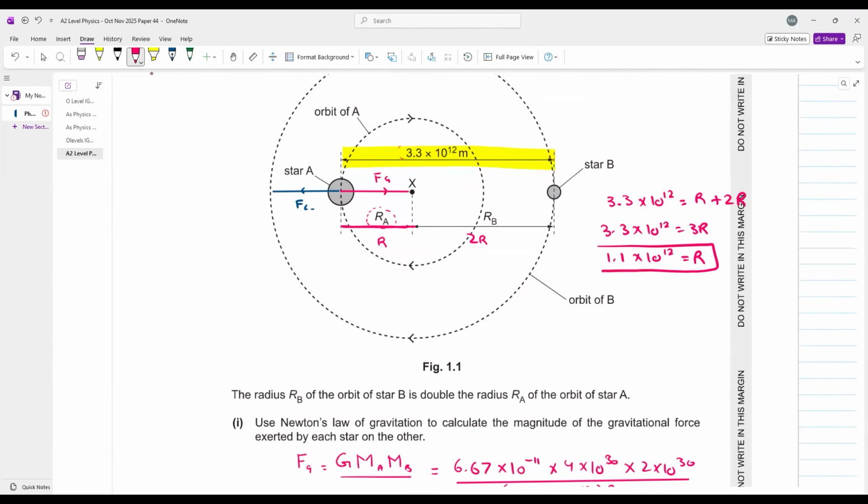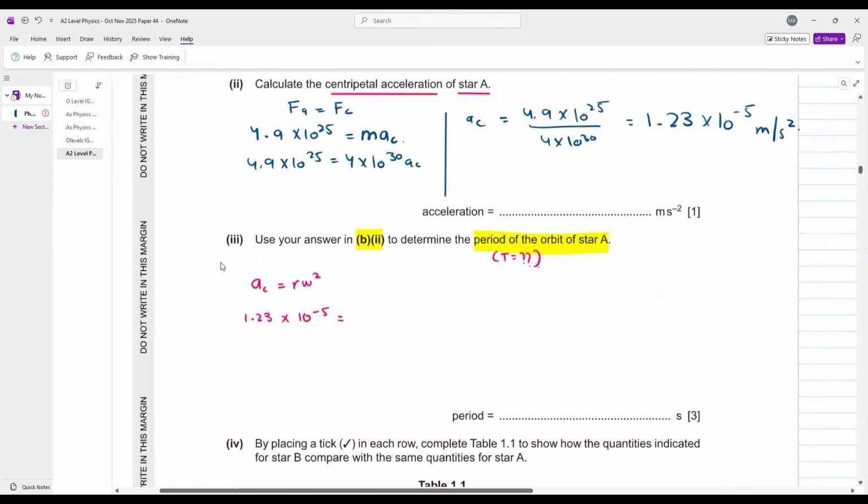बेटा, अगर पूरा डिस्टेंस 3R के इक्वल है, because RB is twice that of RA, तो मैंने RA को R से रिप्लेस कर दिया, RB को 2R से रिप्लेस कर दिया. The combined distance R plus 2R is equal to 3.3 × 10^12. 1R will be equal to what? 1.1 × 10^12, and 1R is equal to RA, so let's substitute it in the formula.